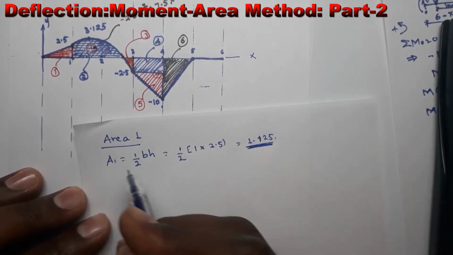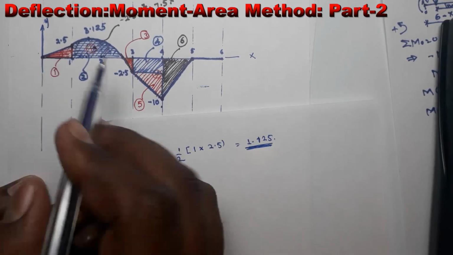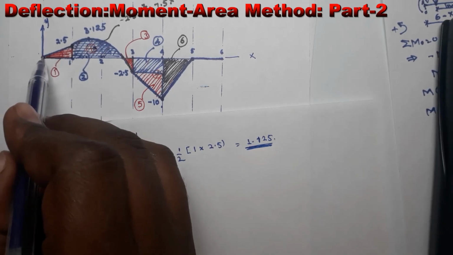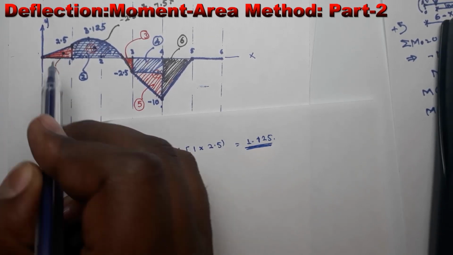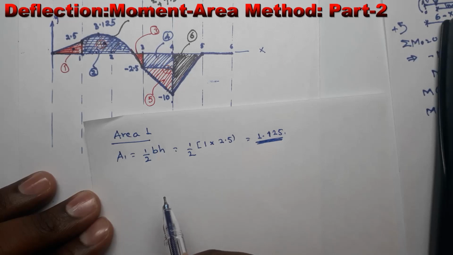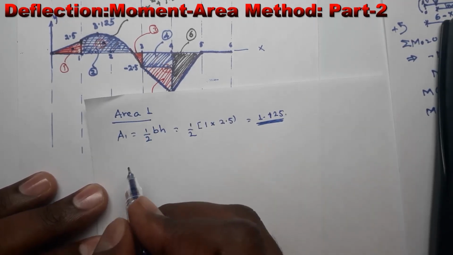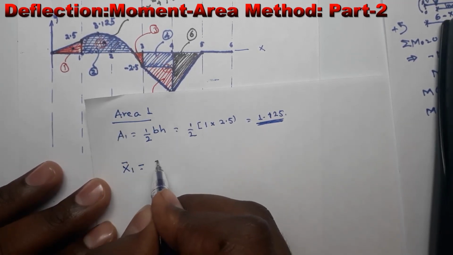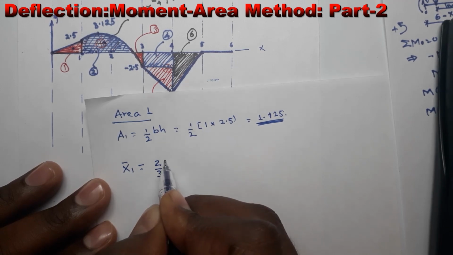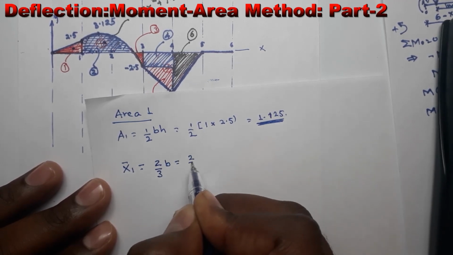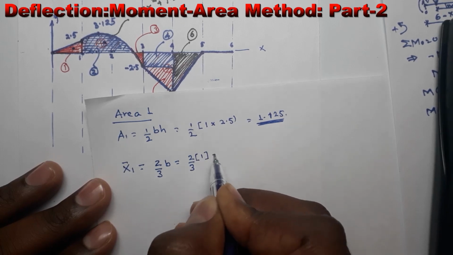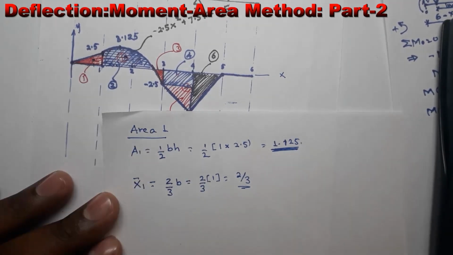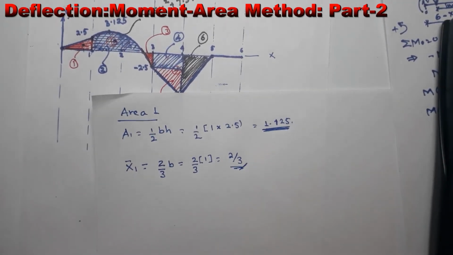So this is the area of this element and its centroid, and now we are not worried about y bar, we are only worried about x bar. So from here up to the centroid of this triangle, by our knowledge from mechanics, x bar 1 equals 2/3 times b. This is equal to 2/3 times 1. This is only 2/3. From here it is 2/3 of the b. So this is our centroid for area 1.